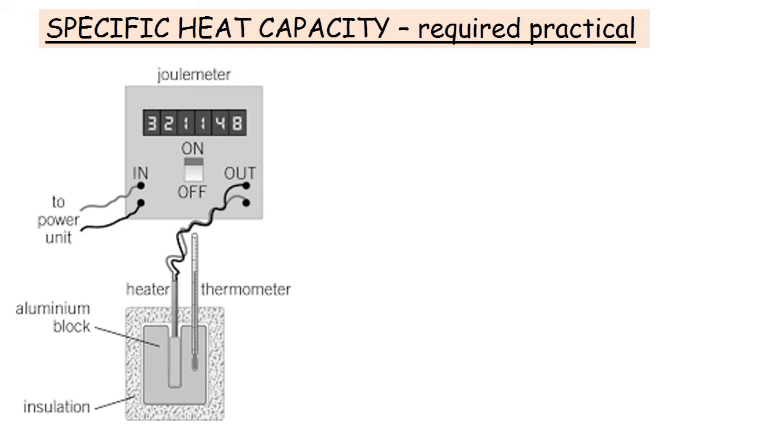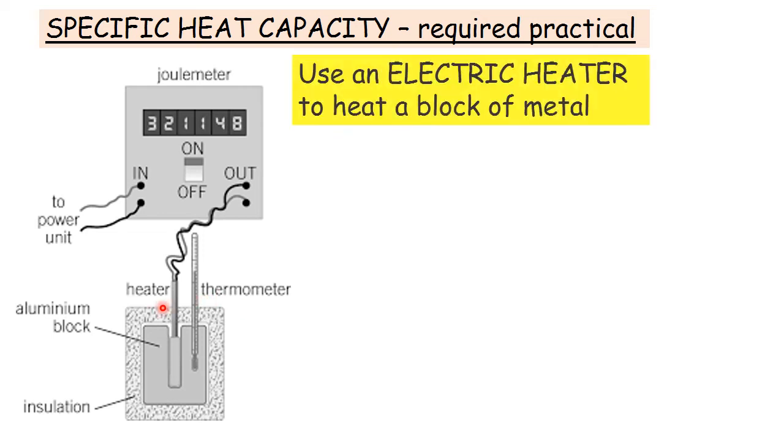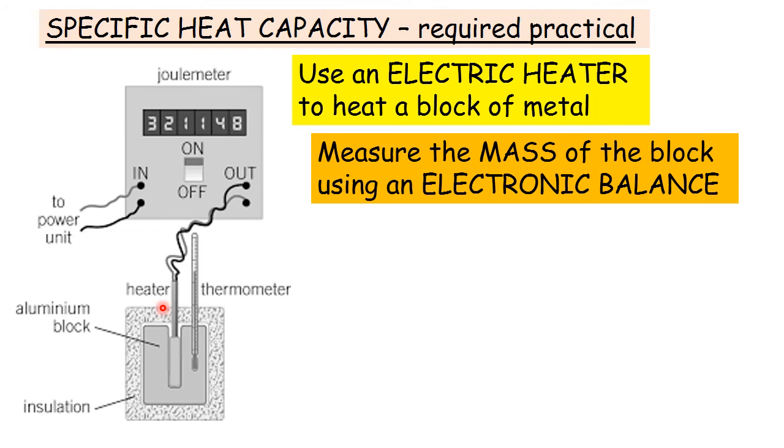Now there's a required practical you need to know to work out the specific heat capacity of a material. The way we do that is we take a block of that material and wrap it in some insulation, and we're going to heat it up using an electric heater. Once the electric heater is plugged in, we're going to need to measure 3 things. First, we're going to measure the mass of the block on an electronic balance. So you write down its mass in kilograms.